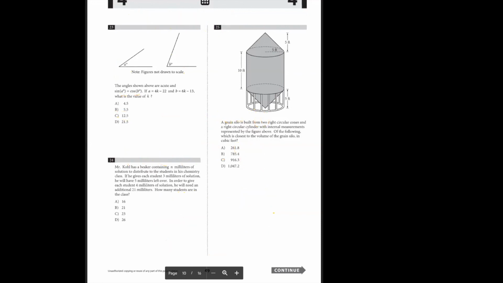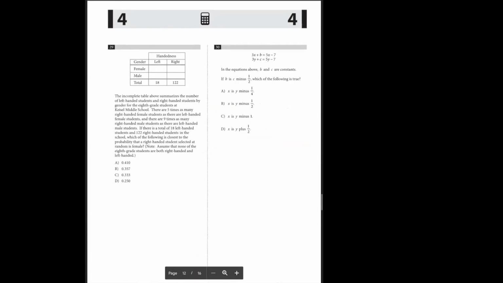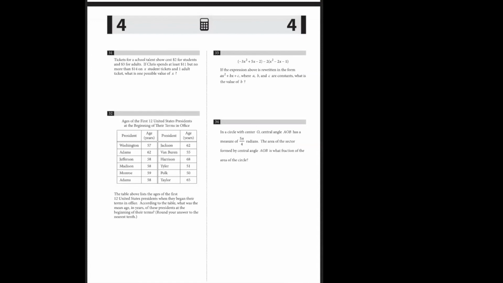All right. So there are of course a few more multiple choice to do, but I do want to get to the written responses because those you can't really guess on. You have to kind of know what you're doing. So let's think. Let's look at 31. It says tickets for a school talent show cost $2 for students and $3 for adults. If Chris spends at least $11 but no more than $14 on X student tickets and one adult ticket, what is one possible value of X?